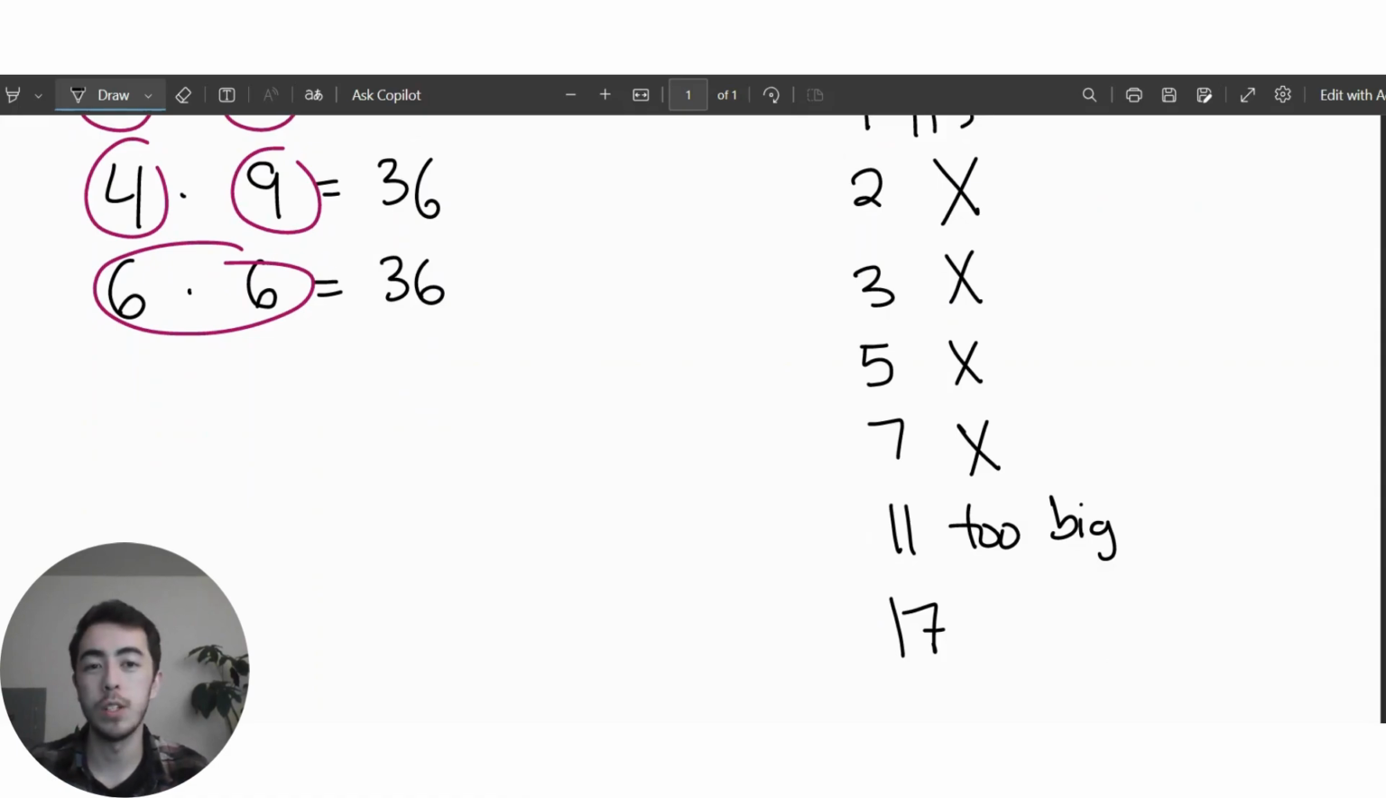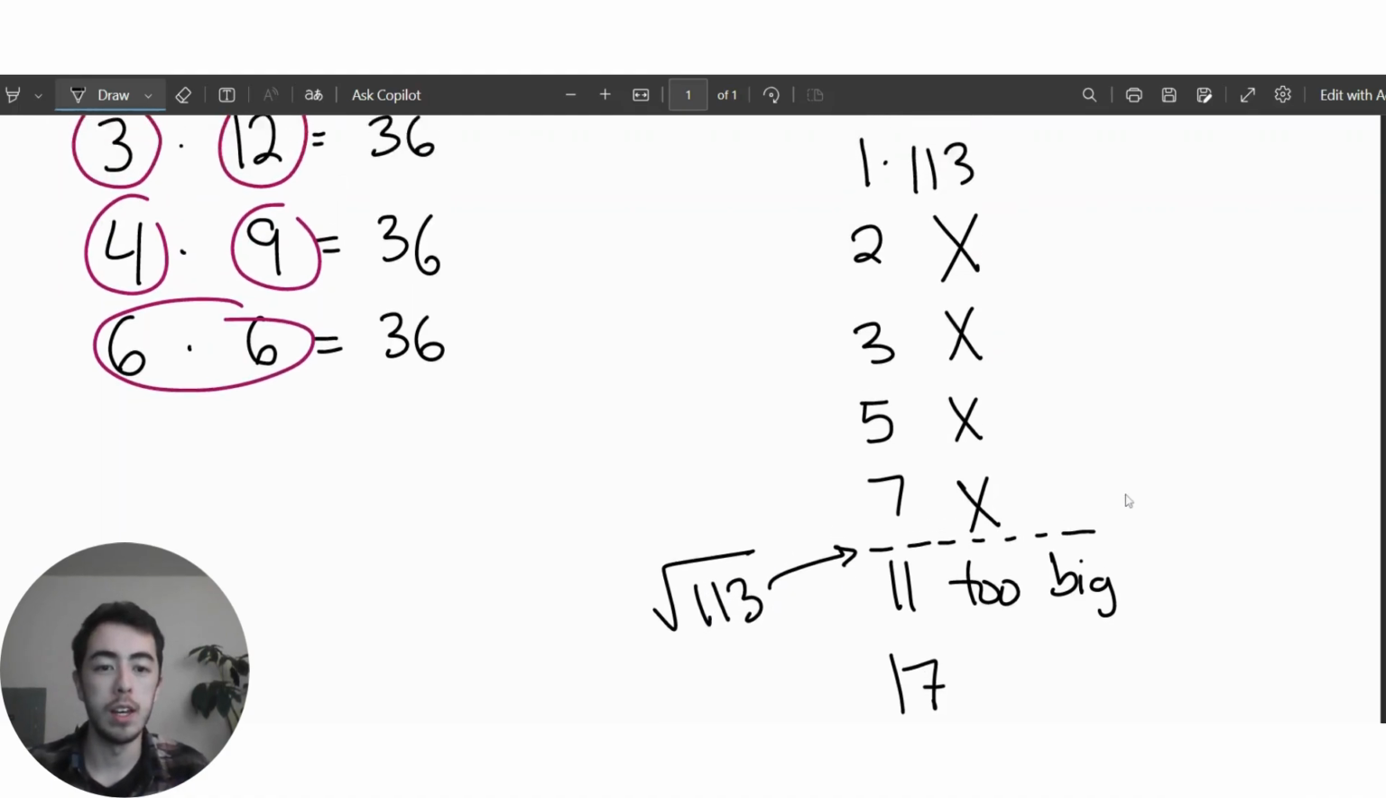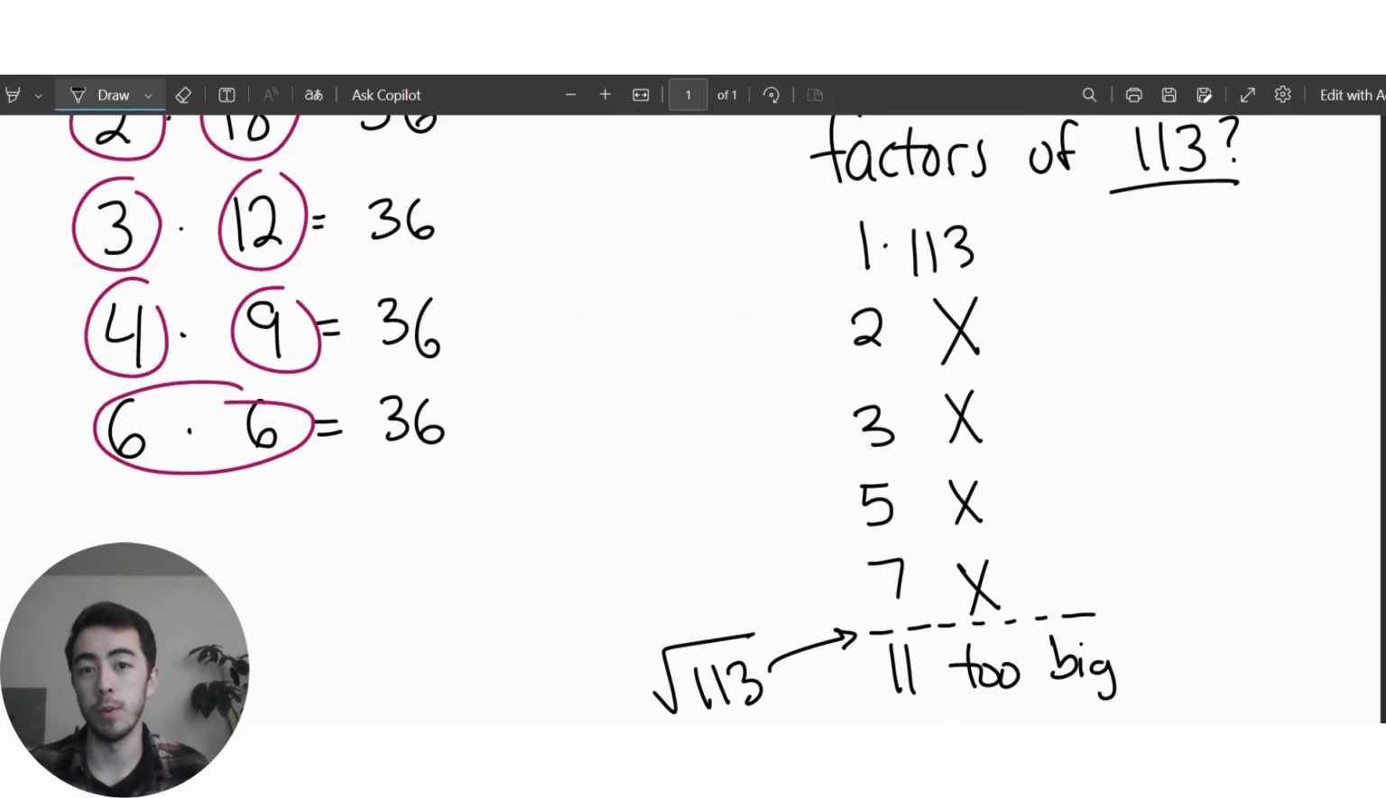So I just wanted to show you the idea where if you take the square root of the number you're trying to find factors of, that kind of tells you where to stop. And maybe that can help you in your search for when you're factoring these larger numbers, especially when they're primes.